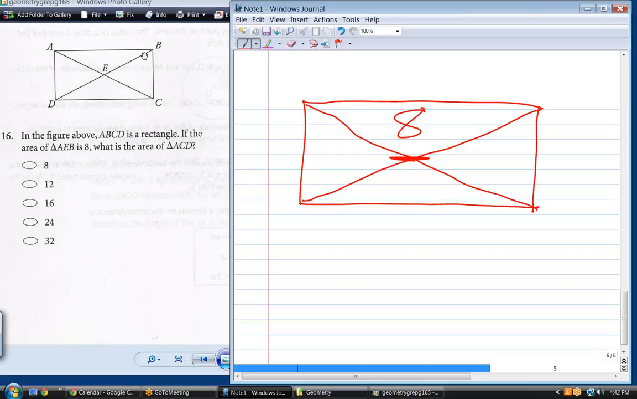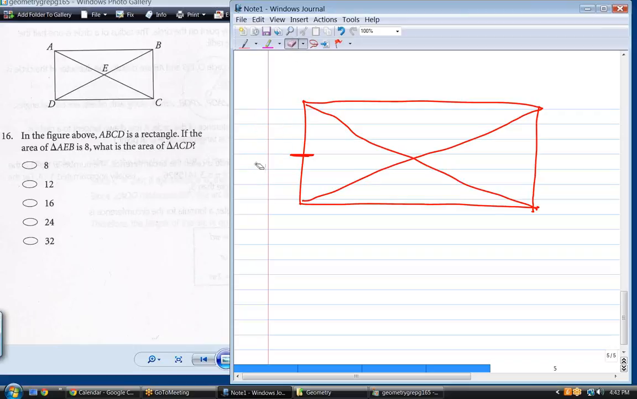Alright, so then... The key to the understanding of this problem is what is the area of AEB relative to the area of the entire rectangle? So... This is a little tricky. Yeah. If this side was, say, 6, where does this point occur? Halfway between. Yeah, that's the key.